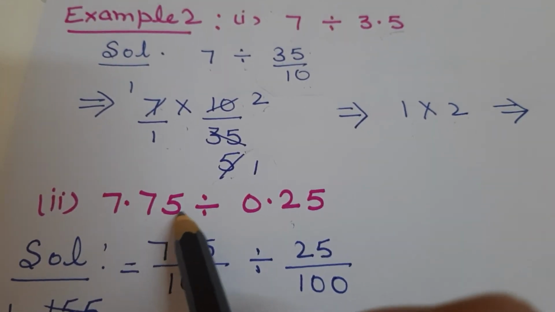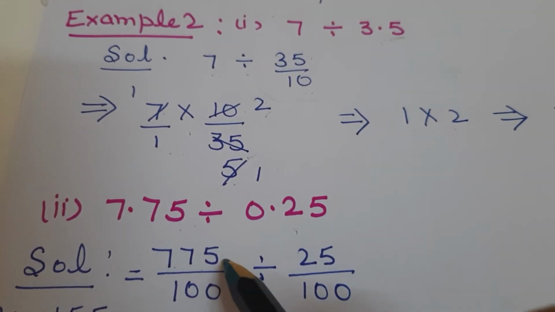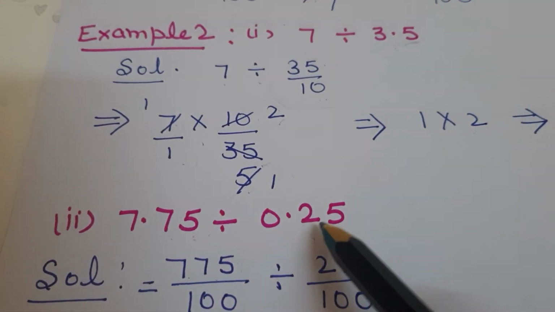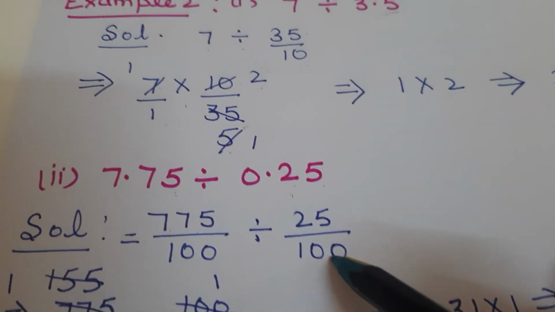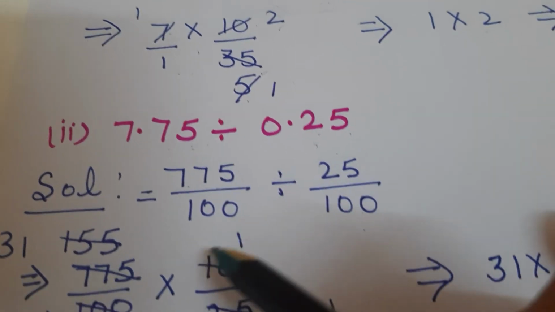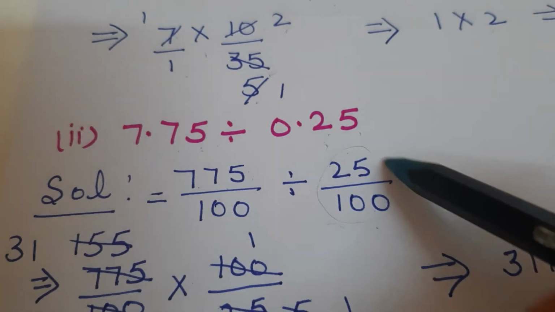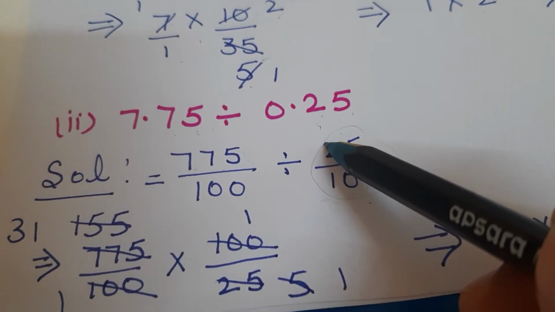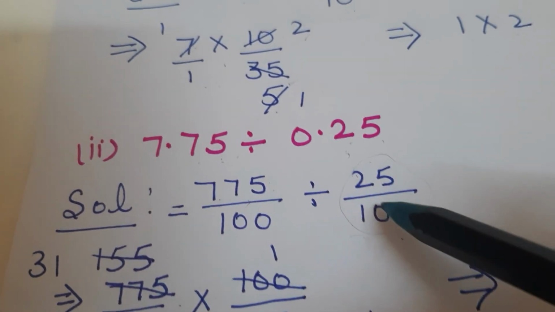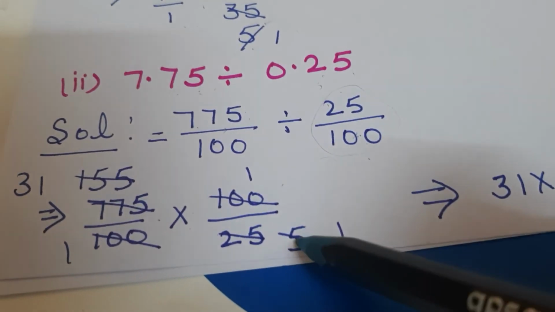So 7.75 means 775 over 100, because the decimal is after 2 digits. Here also the decimal is after 2 digits, so 25 over 100. So next step, this sign will be changed into multiplication. So this divisor will be reciprocated. This will be written as it is, multiply. This divisor will be reciprocated. It will become 100 over 25.